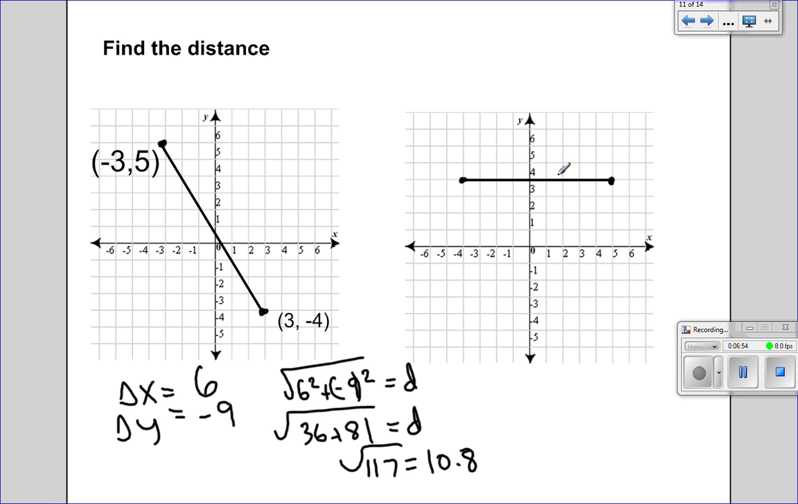And finally, if you do this one, you could actually use the distance formula, or you could just count. 1, 2, 3, 4, 5, 6, 7, 8, 9. So that was pretty simple. So please continue practicing and see what you can do with the distance.